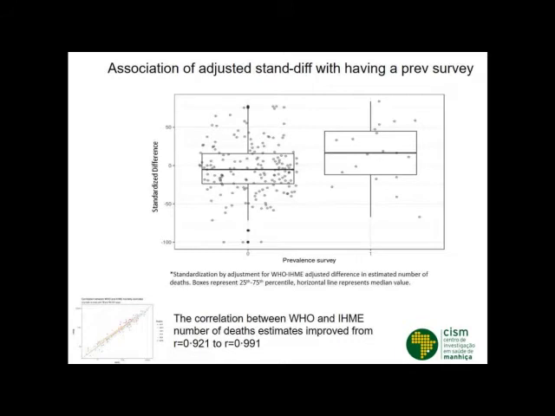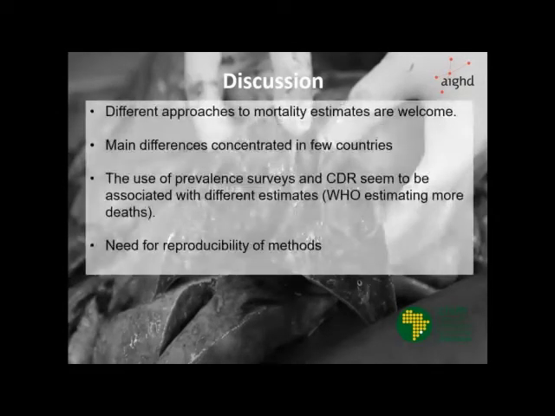So when we get the correlation coefficient, removing those countries without a prevalence survey, we saw that it improves from 0.92 to 0.99. So the conclusions: different approaches to mortality estimates I think are welcome, but the difference in some countries I think deserve further work. The main differences are concentrated in a few countries. The use of prevalence surveys and case detection rates seem to be associated with different estimates, WHO estimating more deaths, and there is a need for reproducibility of the methods to advance in TB mortality estimation.